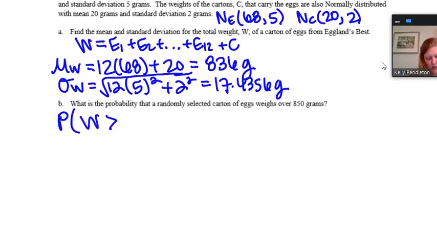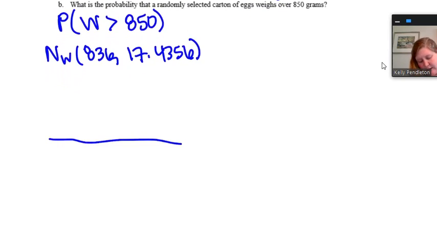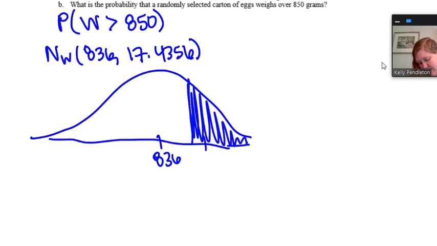Okay, so the weight is over 850. And so we're going to draw a normal distribution for the weight with 836 as the mean and 17.4356 as a standard deviation. And then if I added 14, I would get to 850. So 17 will get me there, past 850. So that's right here.